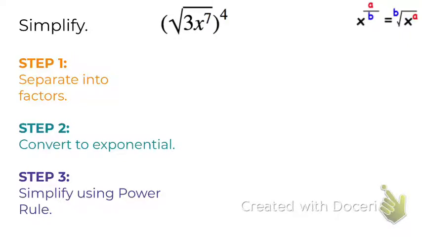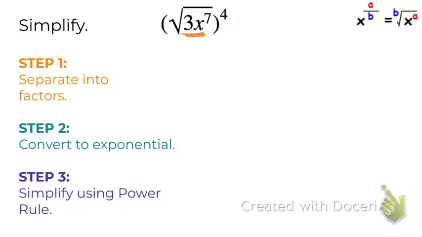Here I'm going to simplify this radical. So first I like to look inside the parentheses, and in this one I'm going to look underneath that radical, and I'm going to just separate this just so I can visualize it better into two separate factors, because this is saying 3 times x to the 7th.